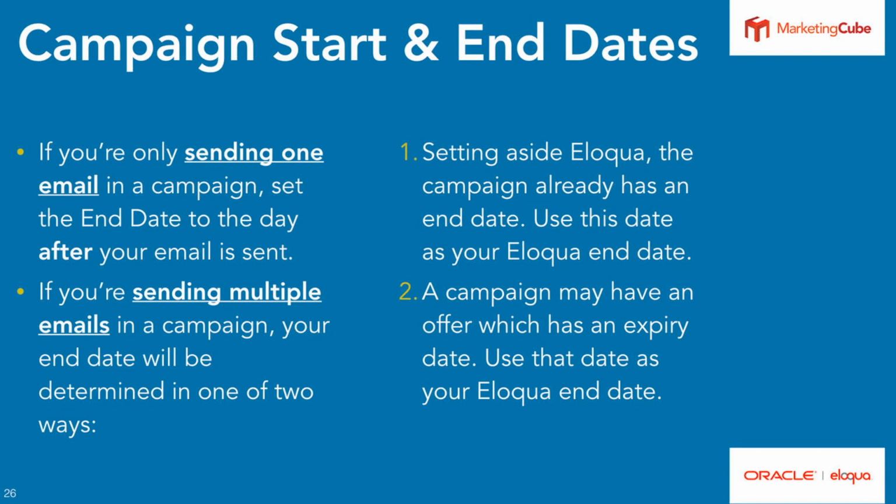The end date is also important, especially if you have an offer with an expiry date. So if you've got an offer to download something, or maybe a discount code, or something like that, you need to make sure that that information is not being delivered after the expiry date of that particular offer. So again, campaign start and end dates, very important process.